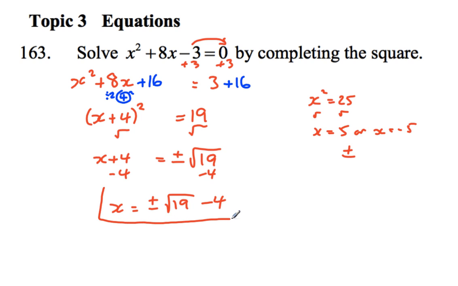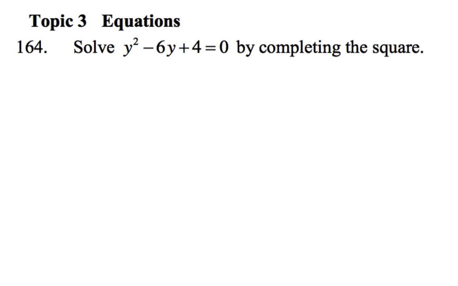Don't forget that plus or minus when we have to square root both sides. We'll see another example where there's a minus in there. Okay, we'll do a similar thing as what we did just then. We'll just write out y squared minus 6y, and I'm going to make it a minus 4 on this right hand side.